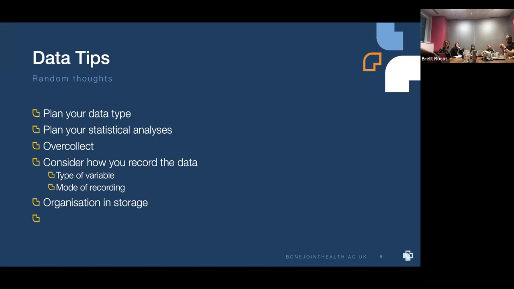Plan your analysis goes closely with that. So try and work out how you're going to answer your question at the end with your analysis, because there are some tests you can't do with some data and vice versa. Over collect your data. Always collect too much data. You don't have to use it all, but if you don't collect it, you can't use it.